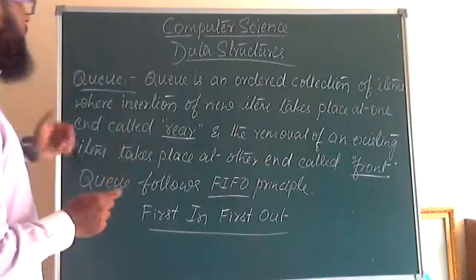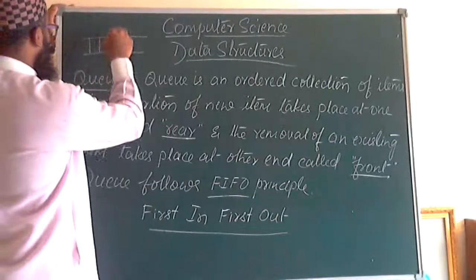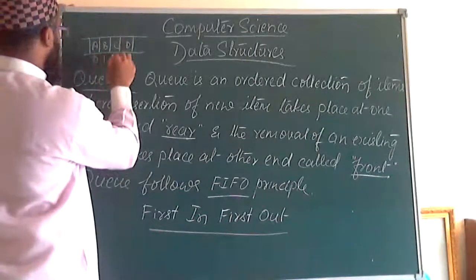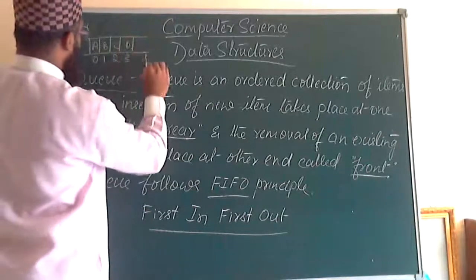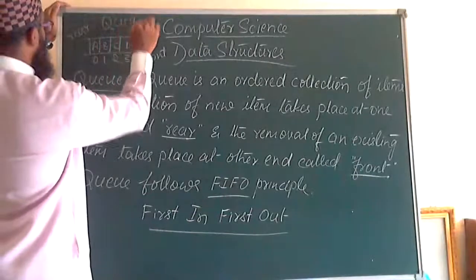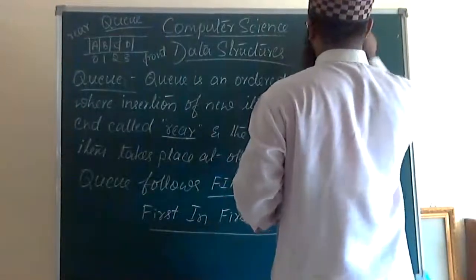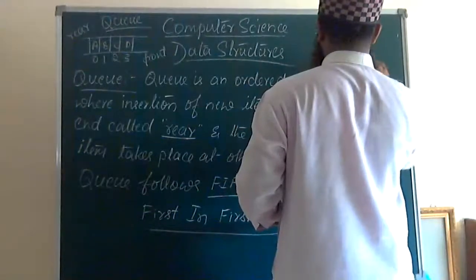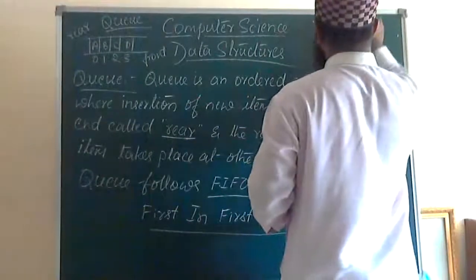I will give you an example here. Think of this as a queue. It has some items like A, B, C, D, named 0, 1, 2, 3. This is the rear end and this is the front end. This is a queue. And I will write one more thing here: A, B, C, D, 0, 1, 2, 3. This is the top and this is the base. So this is completely a stack.